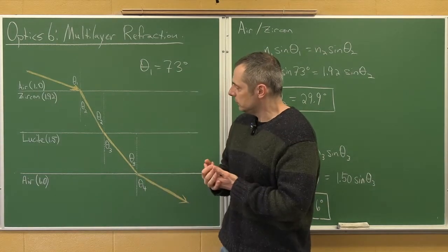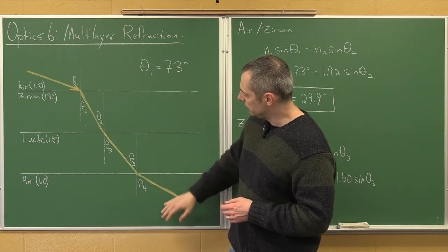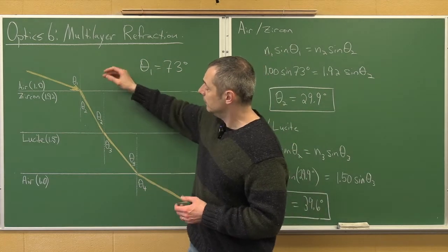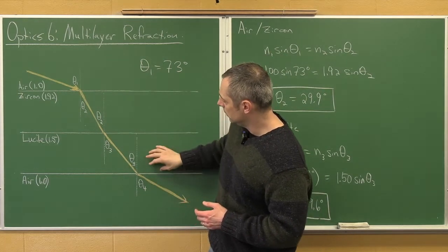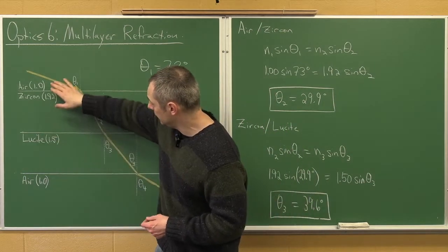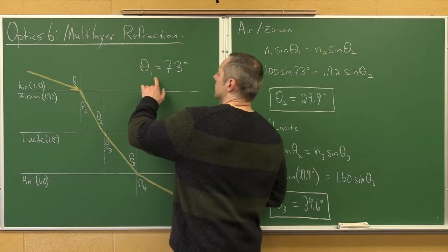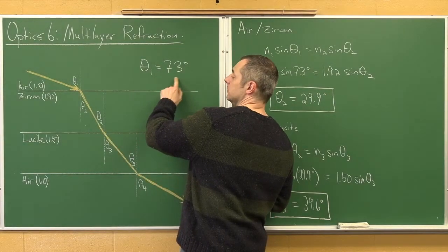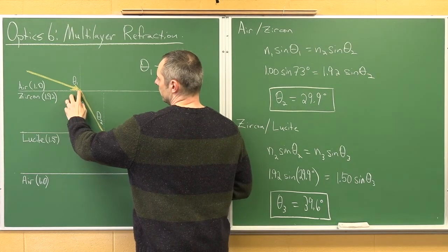But we're going to look at this example I made up with basically 4 different materials. Well, 3 different, but 4 layers. We've got air here, zircon, lucite, and air. And I put the indices of refraction of each. The light comes from the air, and let's suppose it comes in at a 73-degree angle here with respect to the normal. Once it hits the zircon, it'll refract.